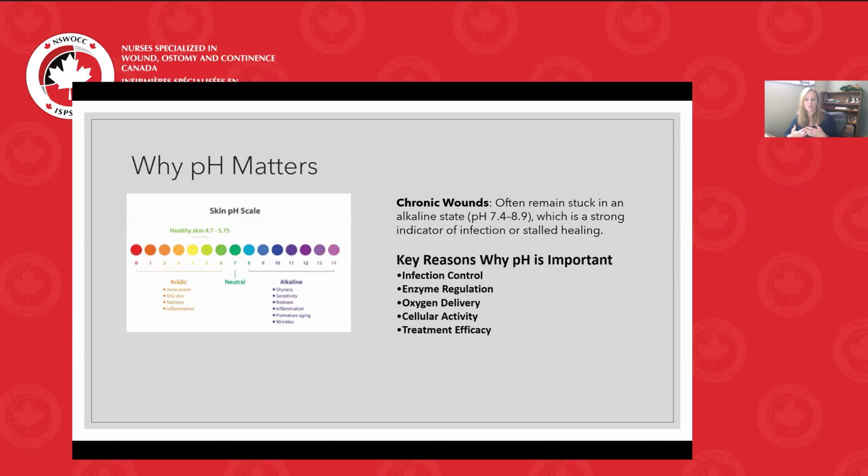We also want to look at oxygen delivery. According to something called the Bohr effect, hemoglobin releases oxygen in a more acidic condition. So a decrease in pH, even by 0.6 units, can nearly double the available oxygen at the wound site, which is essential for cell growth and collagen synthesis. And I say, well, why is this important? This is important to know, especially for our patients that have COPD or might not have the greatest oxygenation. Remember that if the wound isn't getting as much oxygen, and the wound is really alkaline, it's getting even less oxygen.